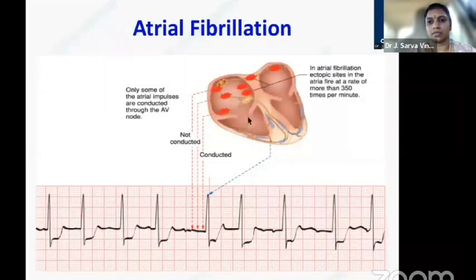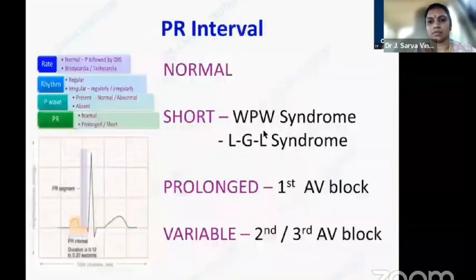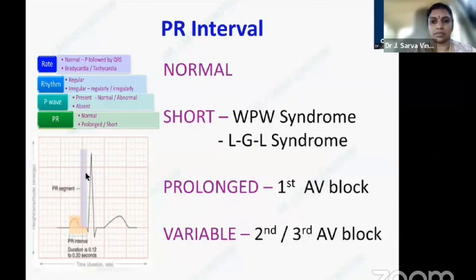What happens here? Multiple sites in the atria fire at over 350 times per minute, and the atria just fibrillates. So there's no proper contraction of the atria to generate a P wave. The atria just fibrillates, and we tend to have a fibrillating baseline or an absent P wave. Having seen the rate, rhythm, and the P wave, next is the PR interval. The PR interval occurs because of the intrinsic delay in the conduction of the impulse in the AV node. This is essential for the atria to completely empty the blood into the ventricle and for the ventricle to be completely filled before it begins to contract. So this intrinsic delay is normal.